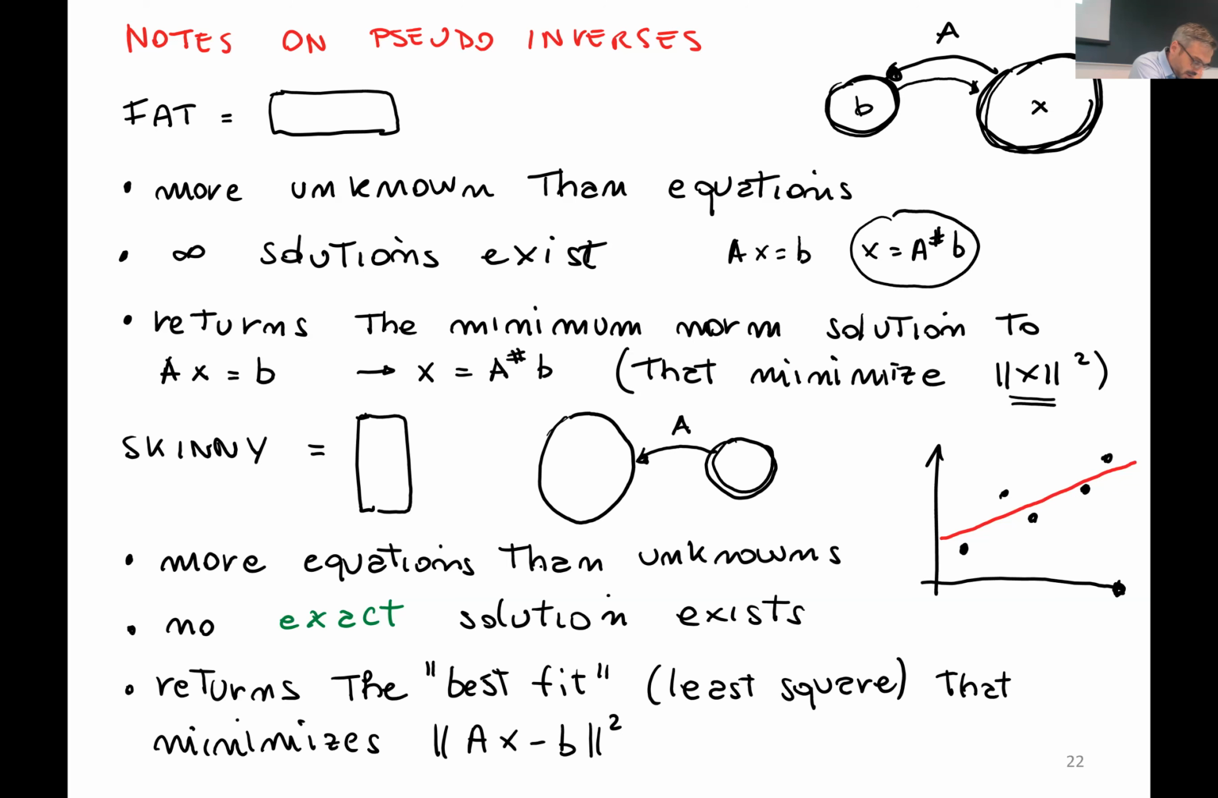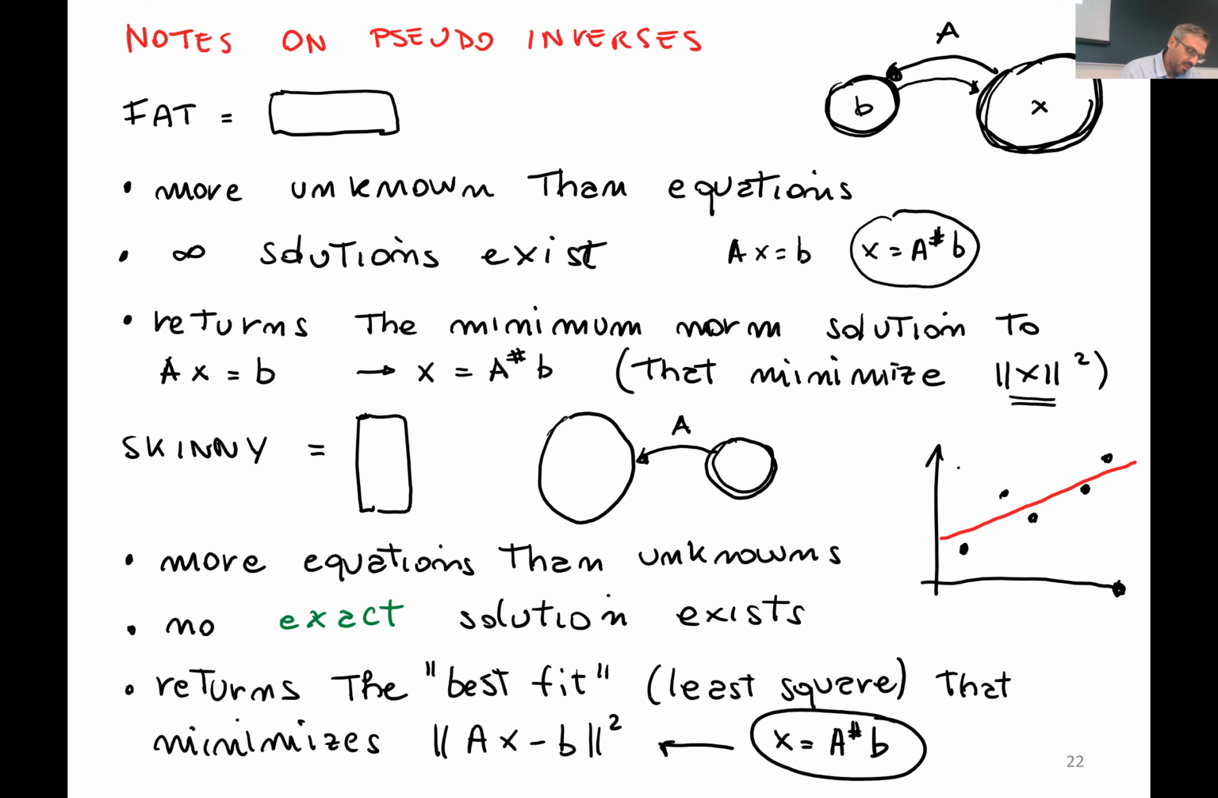And if we do the pseudo inverse in the skinny case, we get the best fit in a least square sense. What does it minimize? It minimizes the error between Ax and b, because we said it's not possible to have an exact solution that satisfies Ax equal to b, but the pseudo inverse spits out the one that tries to minimize the norm of this error.